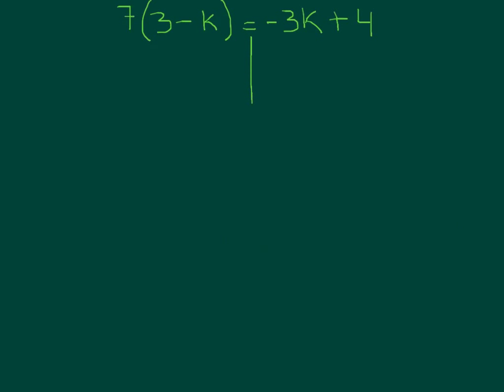Okay, example number 2, variables on separate sides. First step, look to see if you can distribute anything. And in this case, we can because we have a set of parentheses. So let's do 7 times 3 is 21. And then 7 times a negative k, so that'd be minus 7k. And that equals negative 3k plus 4. And after you distribute, look to see if you can combine like terms. We have 7k and this 3k, however, they're on separate sides, so we cannot combine them. So in this case, there are no like terms to combine.